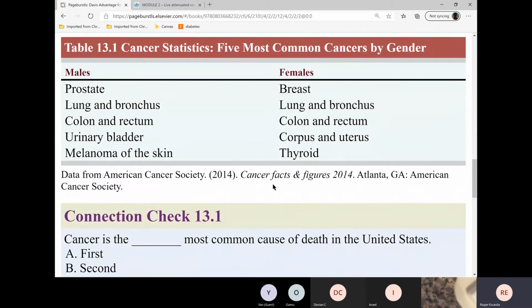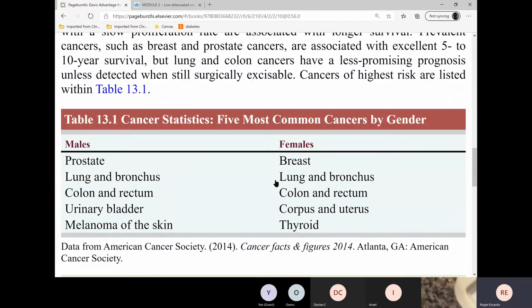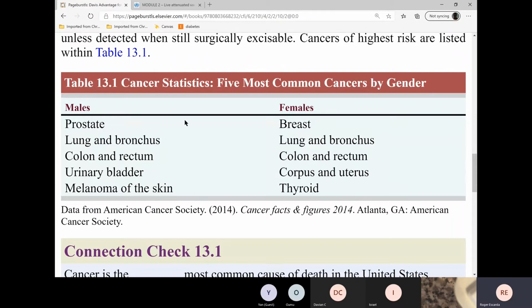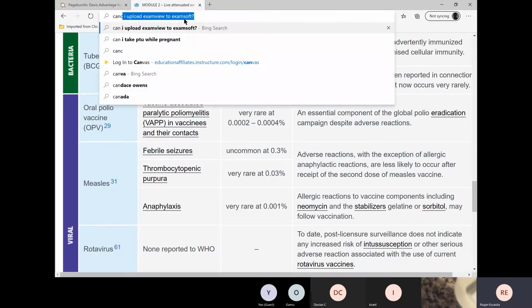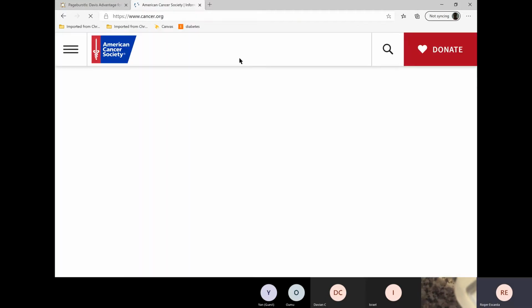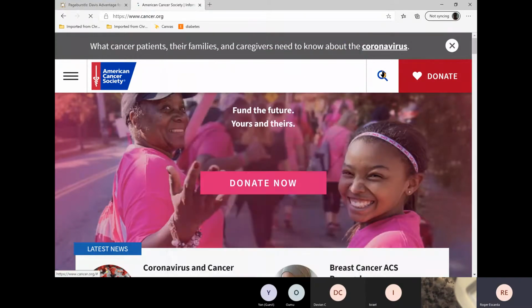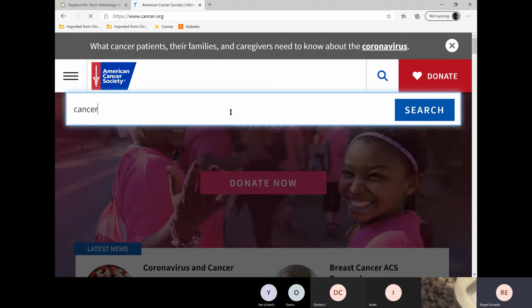There's a nice figure, not this one. Let me see if I can. Table 13.1 is from the American Cancer Society. I'll take you to that website, cancer.org. Can you see the website? Yeah. Okay, let's try if we can find it. Cancer case statistics 2019.